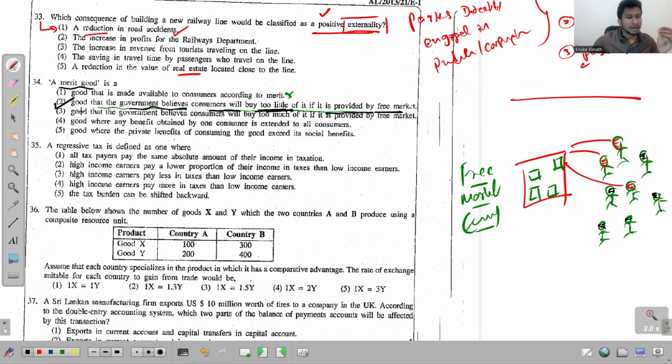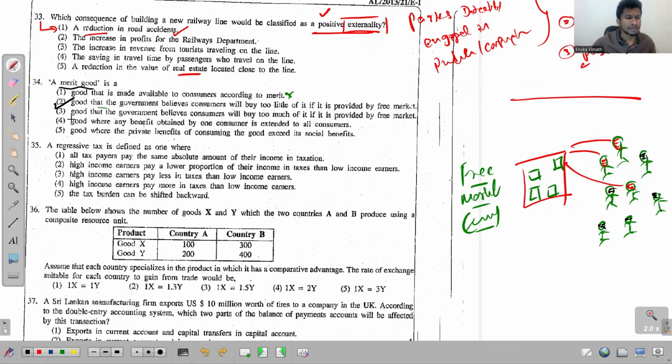And the third one, a merit good is a good that the government believes consumers will buy too much if it is provided. No, this is with regard to demerit goods. For demerit goods, there will be a higher demand. Since there is a higher demand, there will be so many producers to produce them, so there will not be any shortage. They will consume that as much as they need.